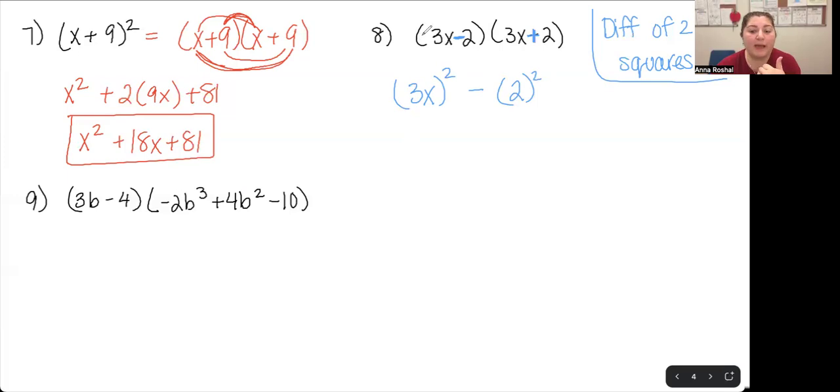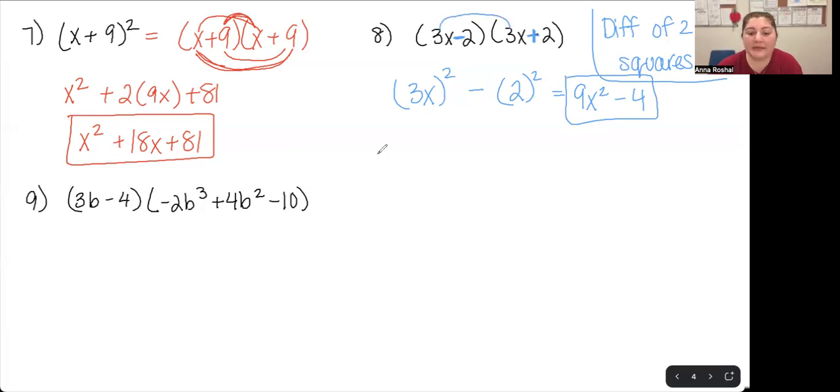However, I do want to show you how this also looks when we distribute fully using FOIL. So let's finish this problem off. We're going to end up with 9x squared minus 4. So this would be my final answer, knowing this formula of the difference of two squares.